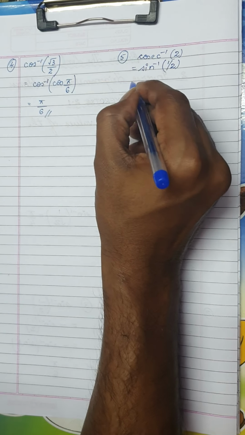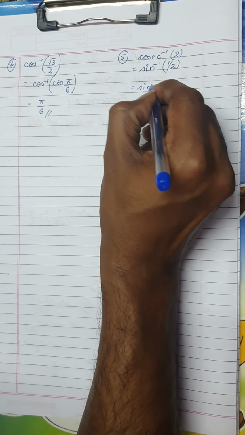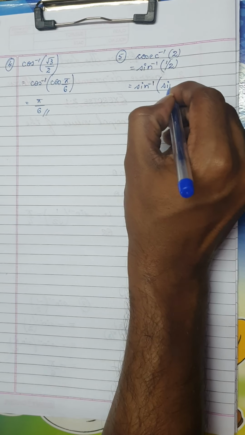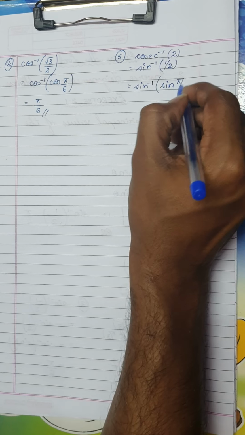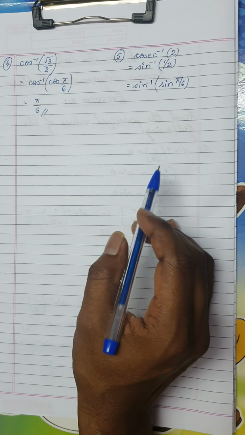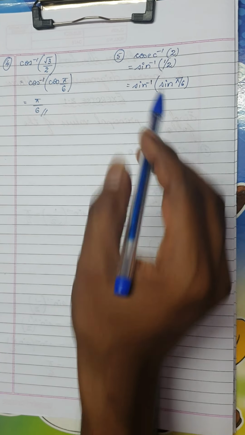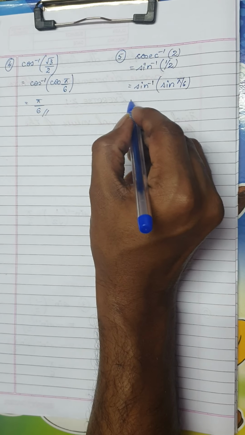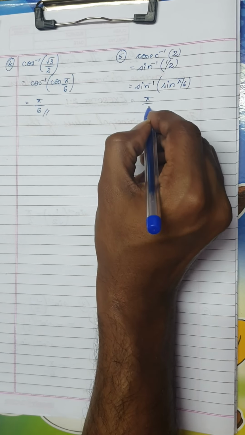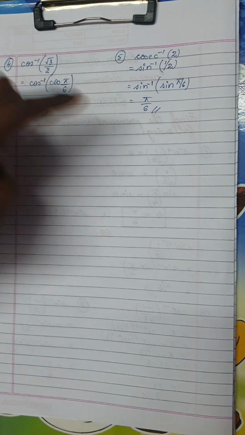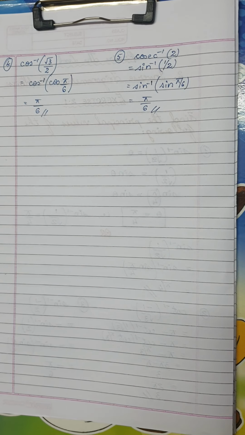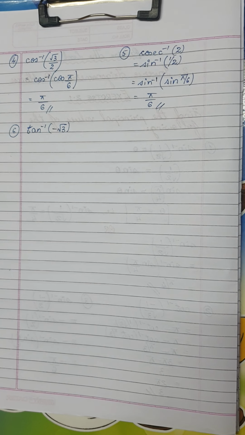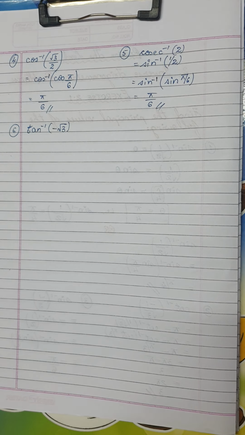So this is nothing but sine inverse of, now we know that sine of what value is 1 by 2? We know sine 30 degrees, that is sine pi by 6, is 1 by 2. Now sine inverse and sine can be cancelled because this is in my range. So again, the principal value is pi by 6. Easy, isn't it?